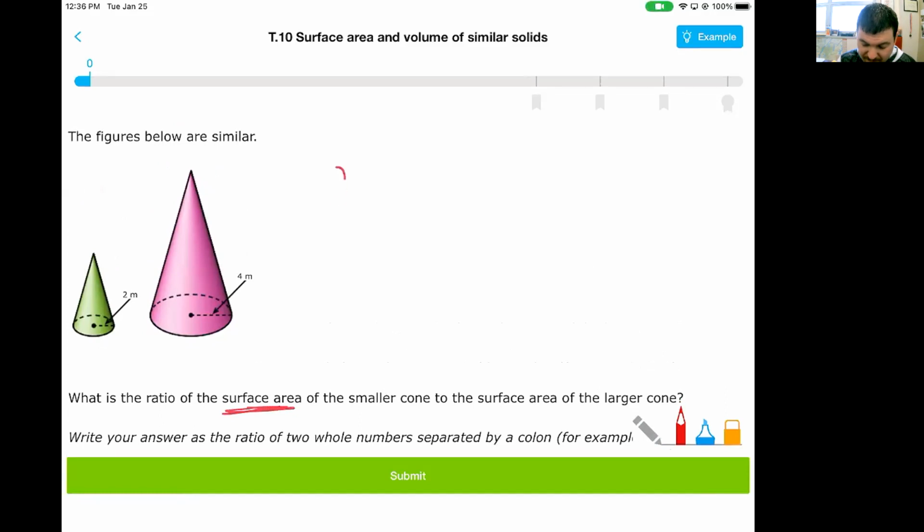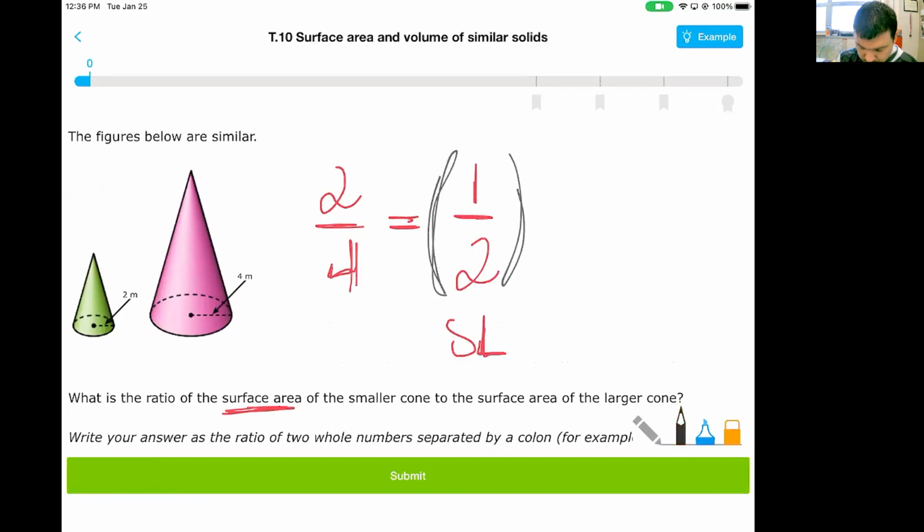Well, right now the side length ratio is 2:4, which reduces to 1/2. So there's my side length ratio. I know that the area ratio, whether it's area or surface area, it doesn't matter, is going to be the square of the side length ratio, and that is going to be equal to 1/4. So area or surface area, you square the side length ratio.